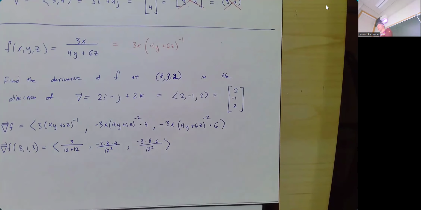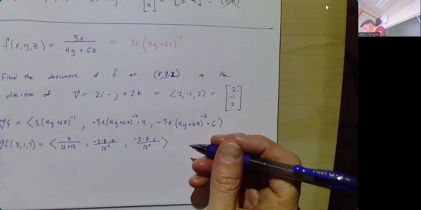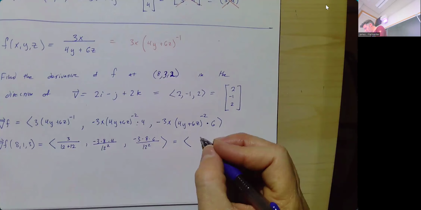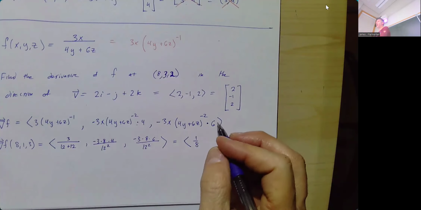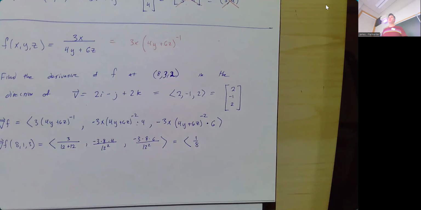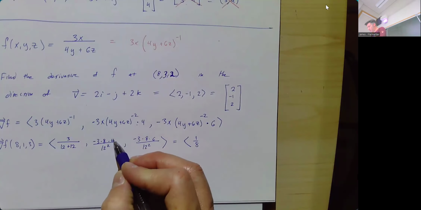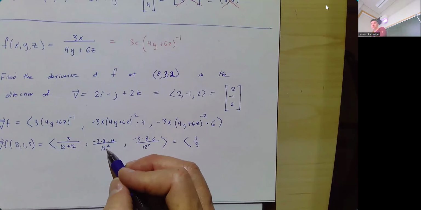I could probably simplify this a bit. 3 over 12 plus 12 is 1 over 8. This is not the important part, right? I'm simplifying this because I want to make it easier to deal with, but this is really not the part we should be focusing on here. So let's just, I'll point out 3 times 4 is 12. 12 over 12 squared, one of those 12s cancel. I'm left with 8 over the other 12, which is really just 2/3.